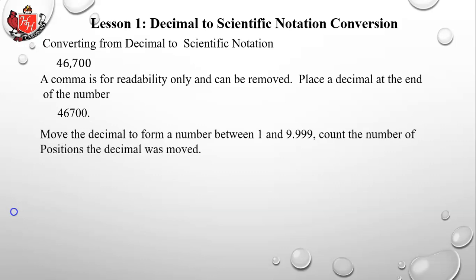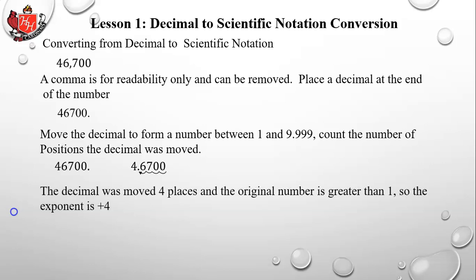Now you move the decimal to form a number between 1 and 9.999. You count the number of positions the decimal was moved. So there we go. And there you can see we had to move the decimal over to be in between the 4 and the 6. So that 4.67 is a number between 1 and 9.999. And we had to move it 4 places.